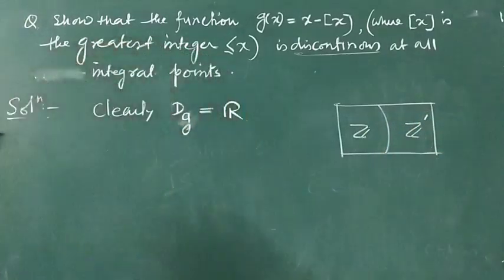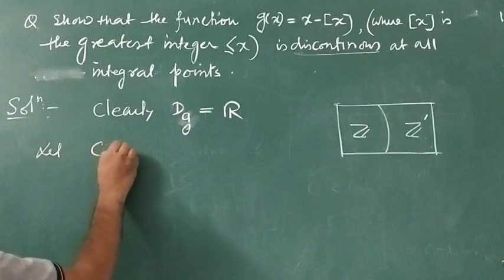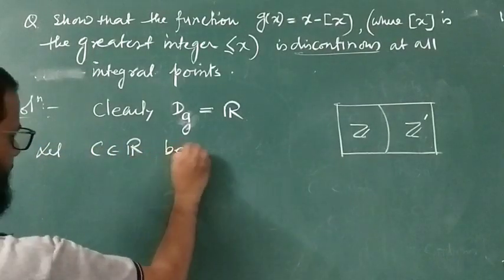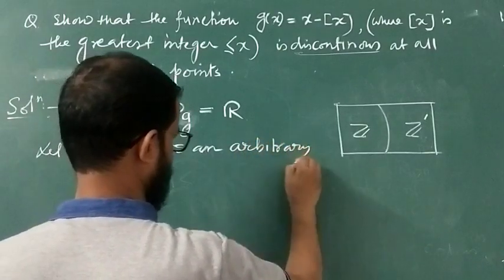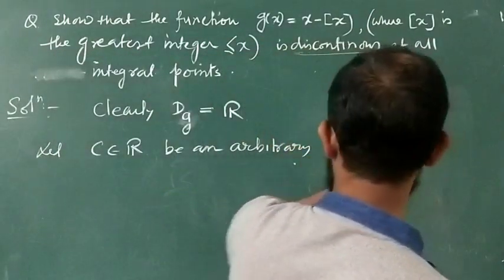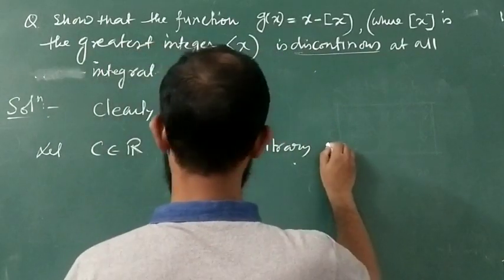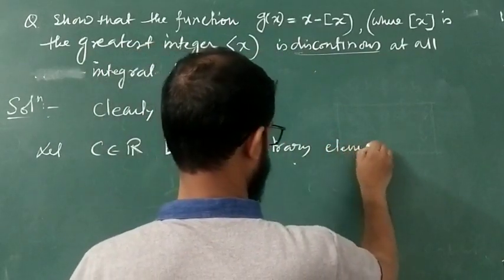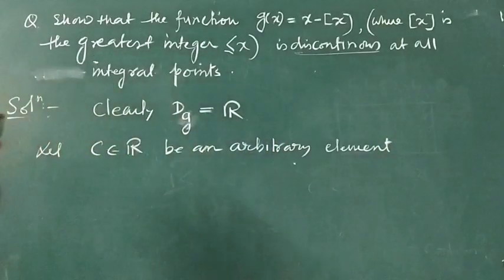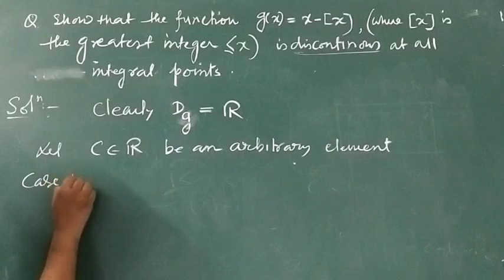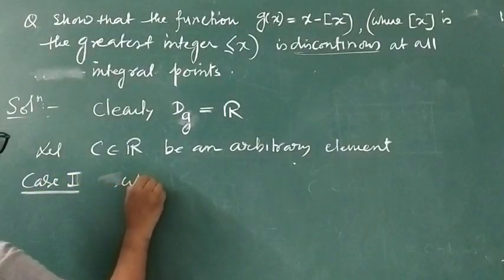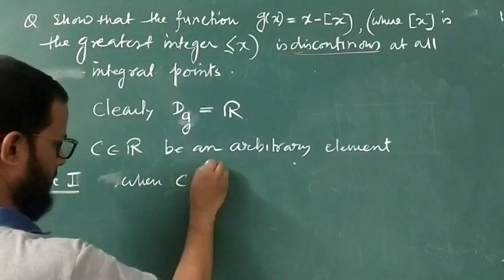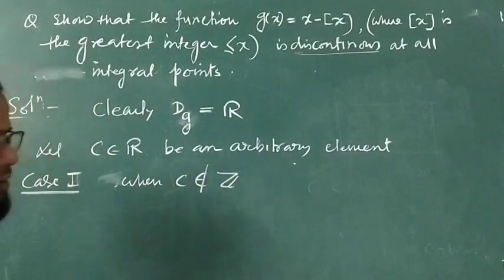So let C belong to R be an arbitrary element. Arbitrary means any element. We take that C belongs to R, be an arbitrary element. Then there are two cases. One case is when C does not belong to Z, meaning non-integer.